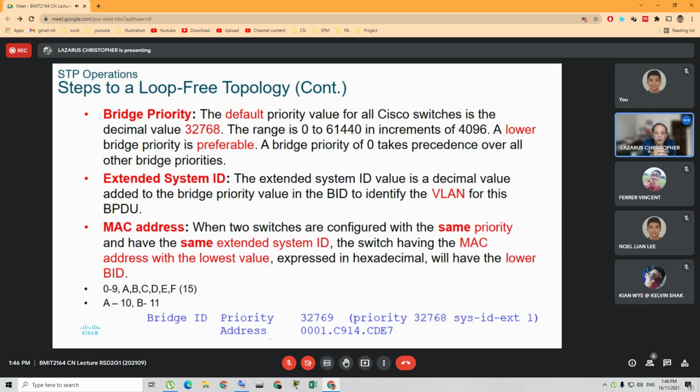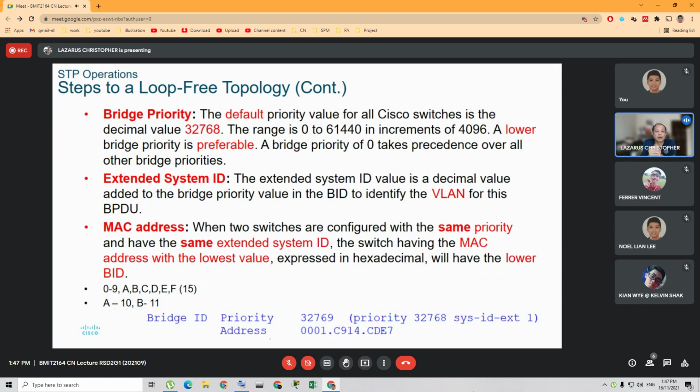So the VLAN will be the same because you add up the priority, then they all will be equal again, right? So when the second comparison still cannot break the tie, then we go to the last one, and this definitely will break the tie because the MAC address is definitely unique, right? Unique, that means they will never be the same.